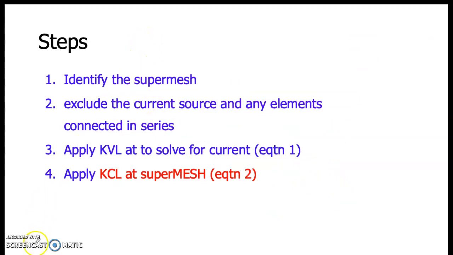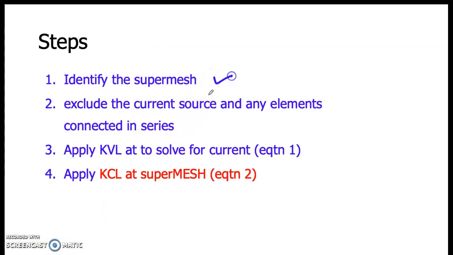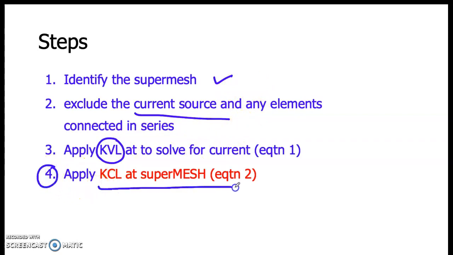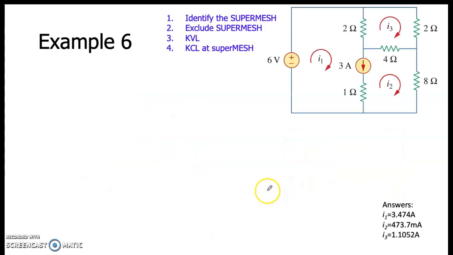Okay, now let's see how you're going to do the steps. Now you already identify the circuit is having super mesh. Then exclude the source and apply KVL by excluding the source, and this is an important step. The last one, you need to apply KCL at this super mesh, because you know super mesh is a current source, right? So you're going to apply KCL at any nodes near to the super mesh. Okay, so let's see one example. Now first, here are the steps.